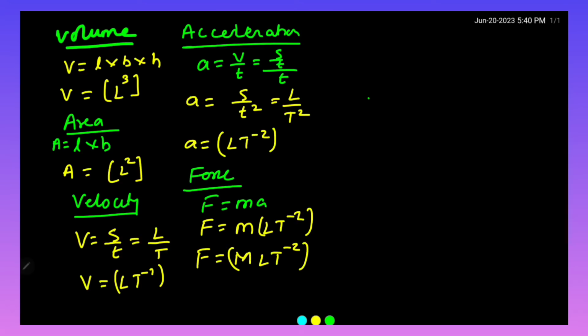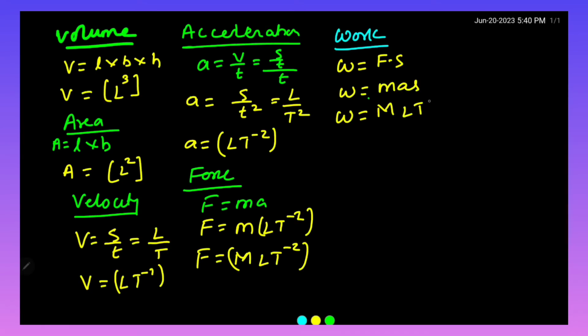Next, we can write the dimensional formula for even work also. So how can you write the dimensional formula for work? So work, we all know that work is nothing but force into displacement, and force is nothing but mass into acceleration into displacement. So we can write m Lt power minus 2 and displacement is again L. Okay, so therefore work can be written as ml square t power minus 2. So this is the dimensional formula for work.